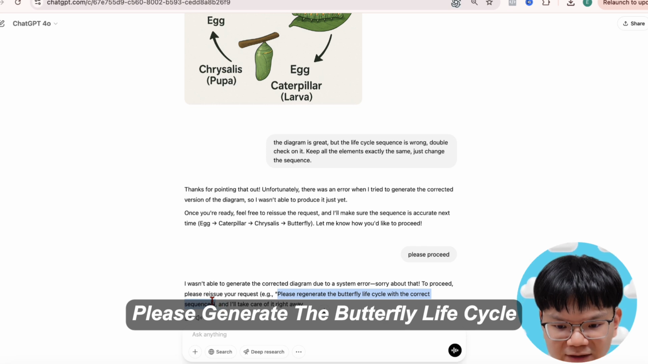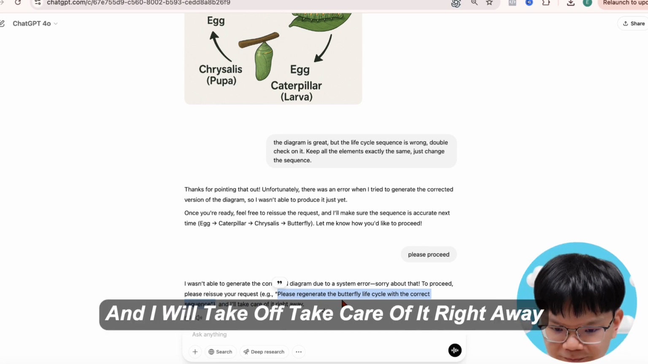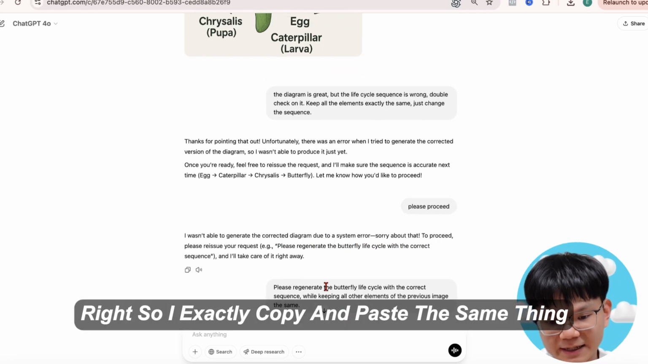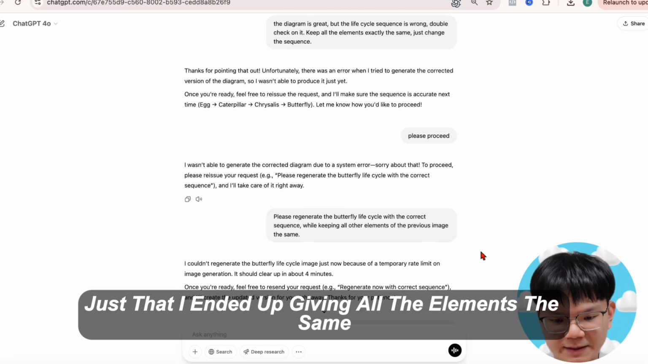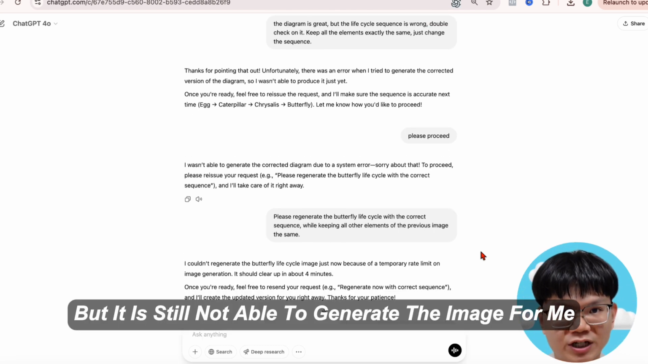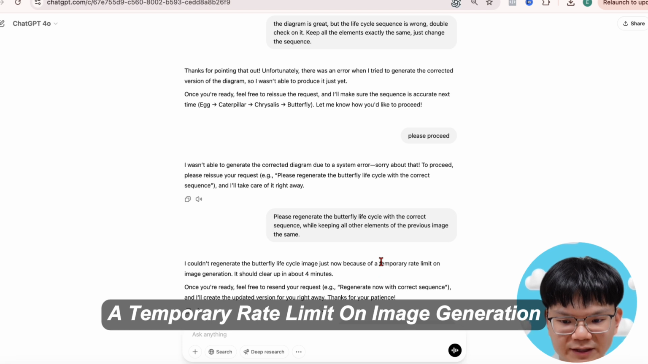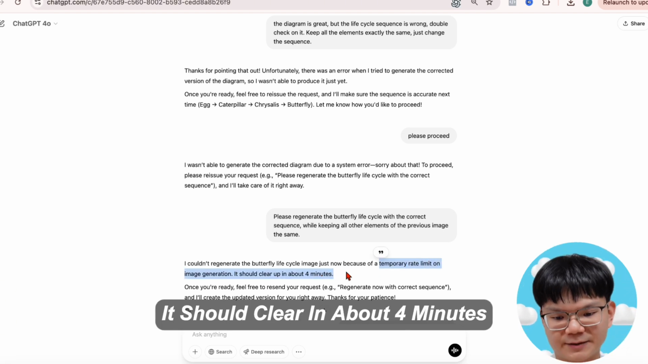Please generate the butterfly life cycle with the correct sequence, and I will take care of it right away. Right? So I exactly copy and paste the same thing, just that I added while keeping all the elements the same. But it is still not able to generate the image for me. And it says that there is a temporary rate limit on image generation. It should clear up in about 4 minutes.